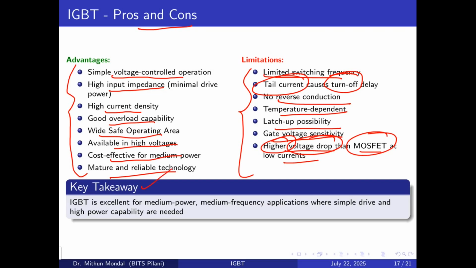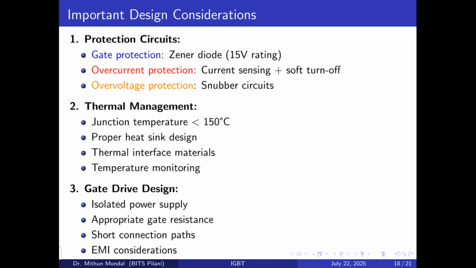So what is the key takeaway? IGBT is excellent for medium power, medium frequency applications where simple drive and high power capability are needed. So for such types of applications we prefer the IGBT. Important design considerations you have to take care of: protection circuit should be proper, thermal management has to be done, and there should be gate drive design.